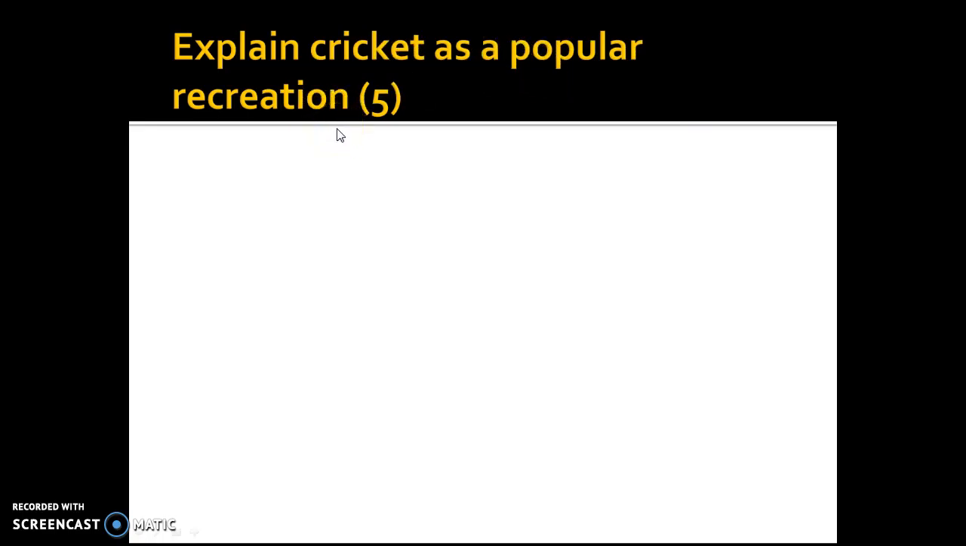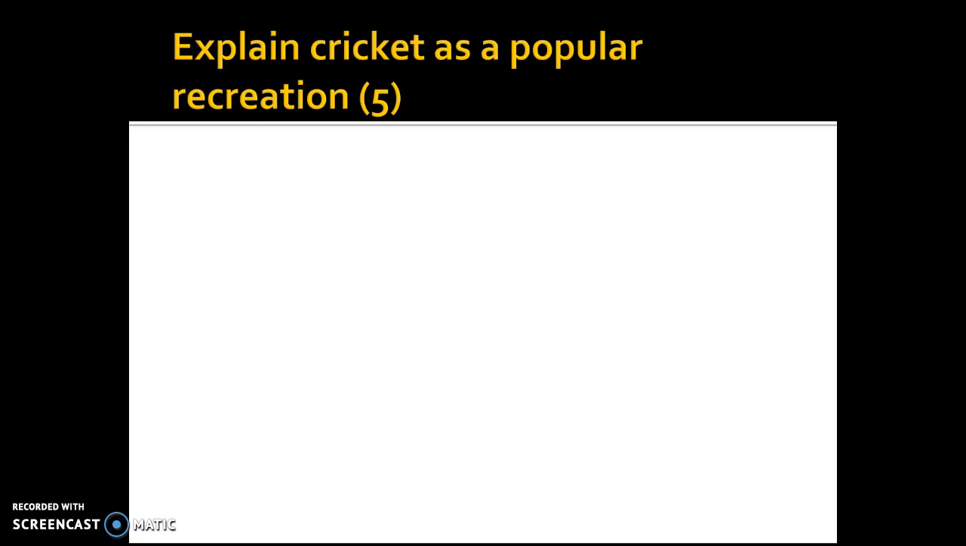Now, cricket is a case study that's hugely likely. So what you need to be able to do is explain cricket as a popular recreation. Yes, you have plucky crow, but cricket is a slight anomaly. Cricket does have things that are not your stereotypical plucky crow or pre-industrial popular recreation characteristics. So you've got to think about this.